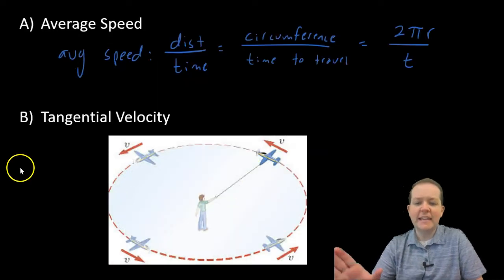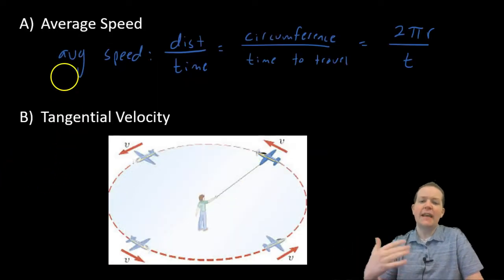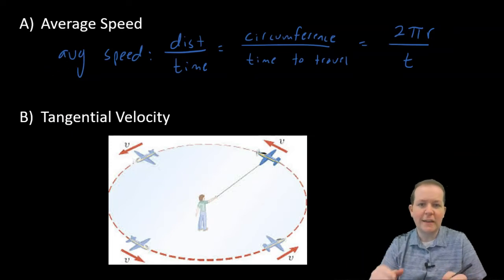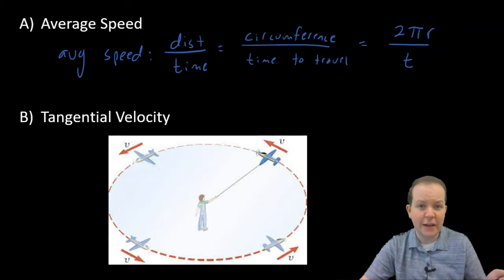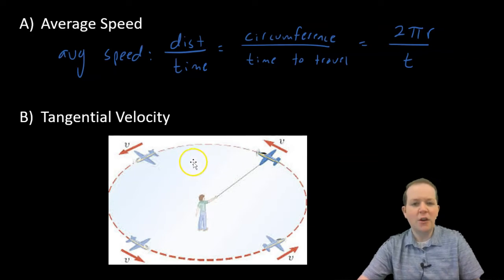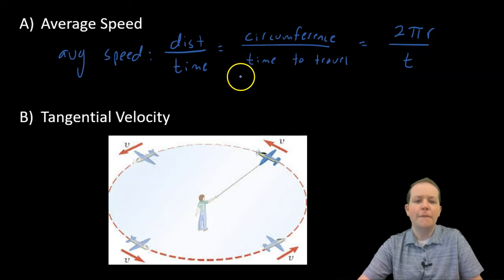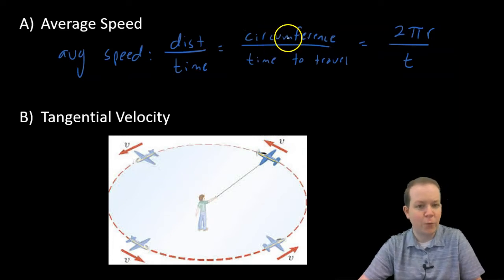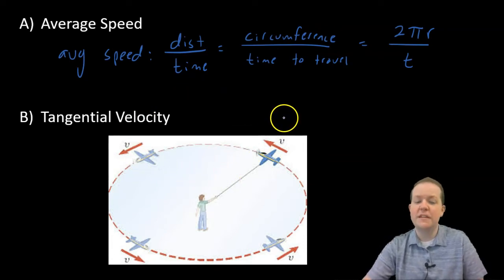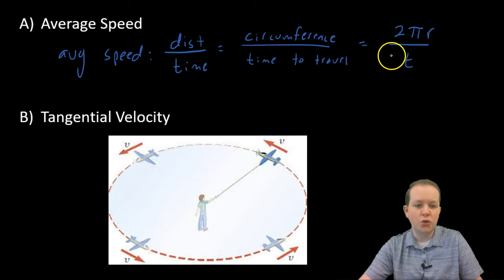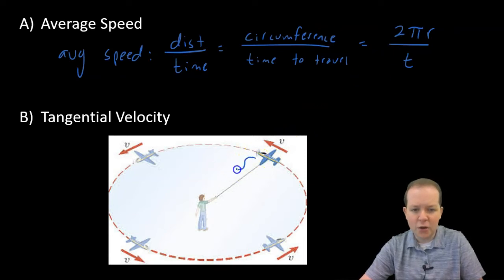So, let's get into some key ideas. First, average speed. That's kind of how we started the very beginning of this sequence of videos talking about average speed. We know that average speed is just an object's distance divided by its time. Well, for a circle, if it's going around a circle, the distance is the circumference of that circle. That's what I have written right here. And the time would, of course, be the time to travel that circumference. Well, what's the equation for the circumference of a circle? It's 2 times pi times r, where r is the radius.